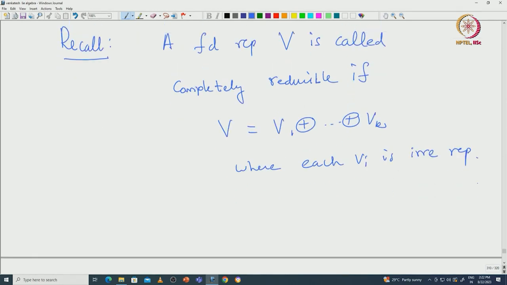As I have written here, I am not talking about any particular algebra. You can see that complete reducibility can be defined in any category of representations over any algebra. Now, if you are interested in SL2 representations, you start with a finite dimensional representation of SL2 and then you demand that this V can be written as a direct sum of irreducible representations of SL2.